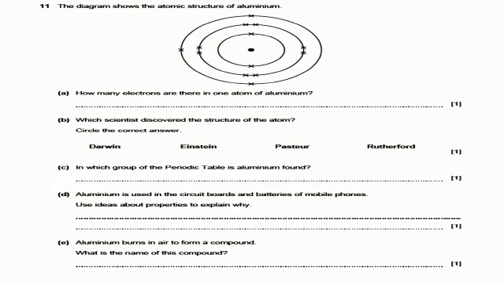Question E. Aluminium burns in air to form a compound. When an element burns, this means it reacted with oxygen. So here, aluminium with oxygen, what is the name of the compound produced? It will be aluminium oxide.